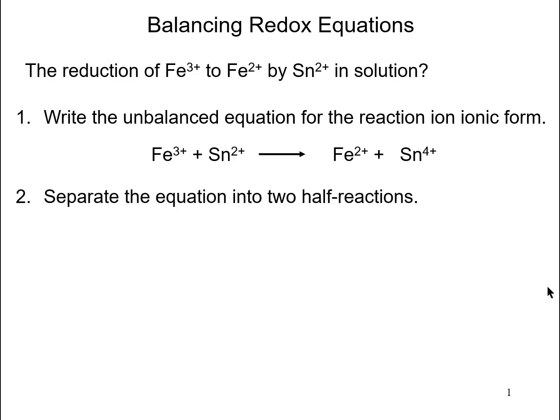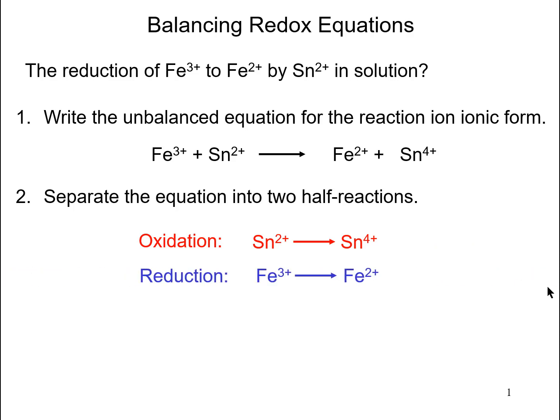The next thing that we need to do is separate the equation into two half reactions. So the Fe3+ is going to Fe2+, while the Sn2+ is converting to Sn4+. In this case, our oxidation reaction is our reaction involving the tin ions, and our reduction reaction is the reaction involving the iron ions. That's based on the fact that in an oxidation reaction, there's a loss of electrons, and in a reduction reaction, there's a gain of electrons.